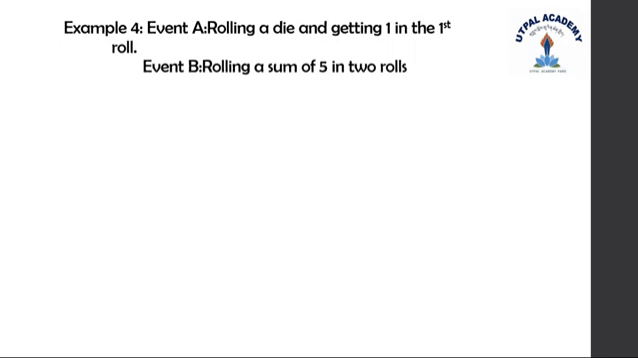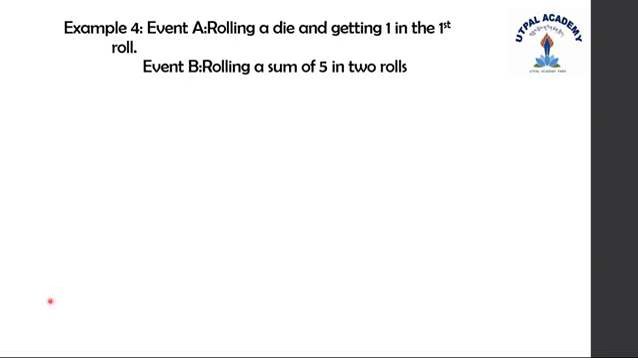Example 4, event A and event B. Event A says rolling a die and getting 1 in the first roll. Event B says rolling a sum of 5 in 2 rolls. So we need to prove whether this is a dependent or independent event.